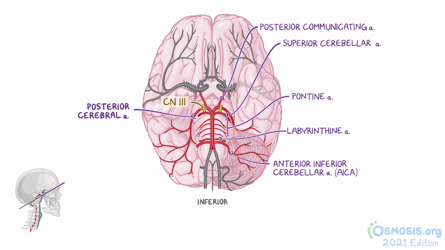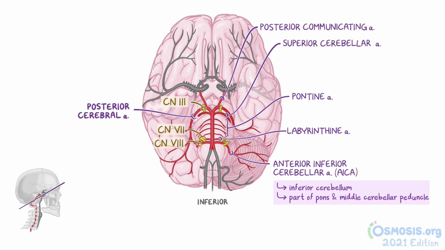The anterior-inferior cerebellar arteries course posterolaterally and mainly supply the inferior aspect of the cerebellum, as well as part of the pons and middle cerebellar peduncle. Next, the labyrinthine arteries course laterally, along with the 7th and 8th cranial nerves, to the internal acoustic meatus, to enter and supply the inner ear. Next up, the pontine arteries are numerous small branches that course laterally to supply the pons.